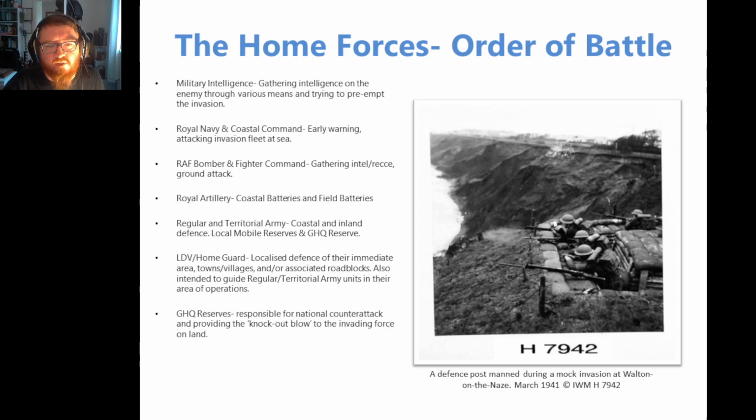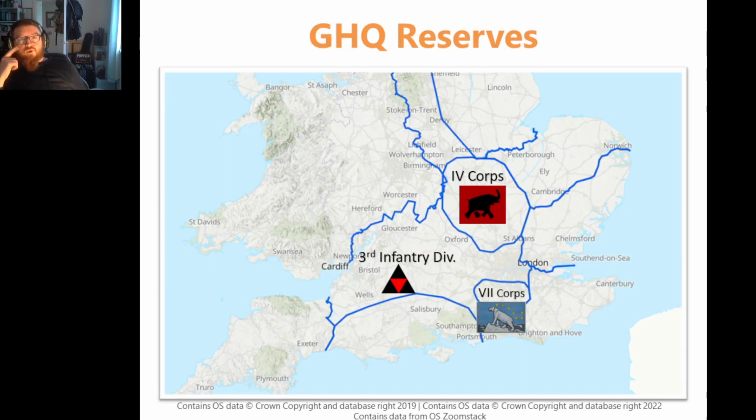So let's take a closer look at the GHQ reserves, and I'm going to try and remember what I was going to say about this. Your GHQ reserve were located around Northamptonshire in that general area. They were deployed under 4 Corps. So 4 Corps was the corps under in general charge of one of the two general headquarters reserves.